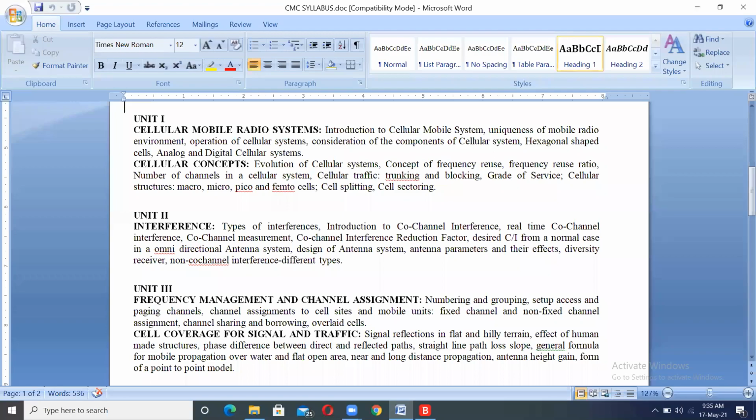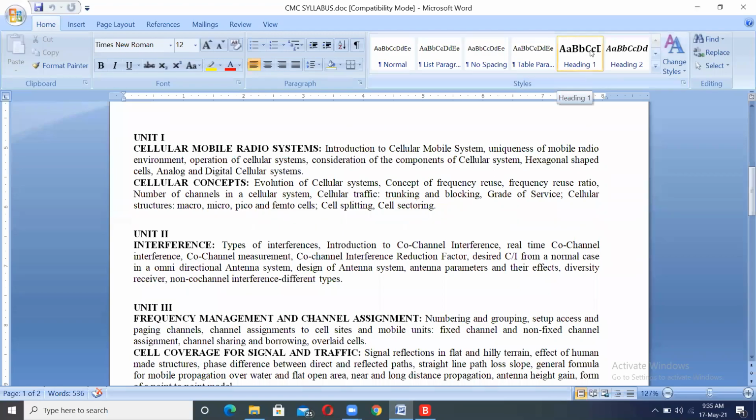These cell site antennas and mobile antennas deal with the antennas installed in the cell site, that is at the base station, and also the antennas at the mobile unit, that is nothing but our mobile phones, and different parameters related to both these antennas, the radiation patterns, and the types of antennas.